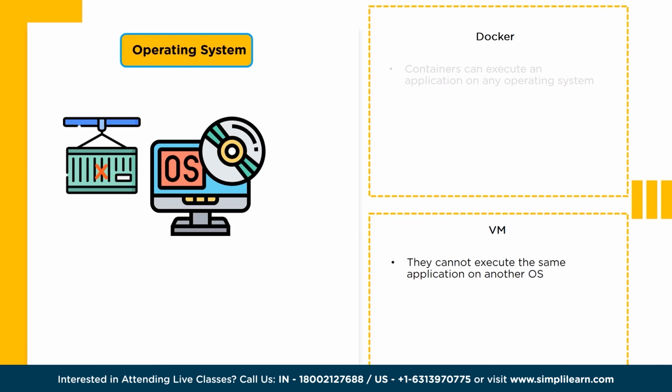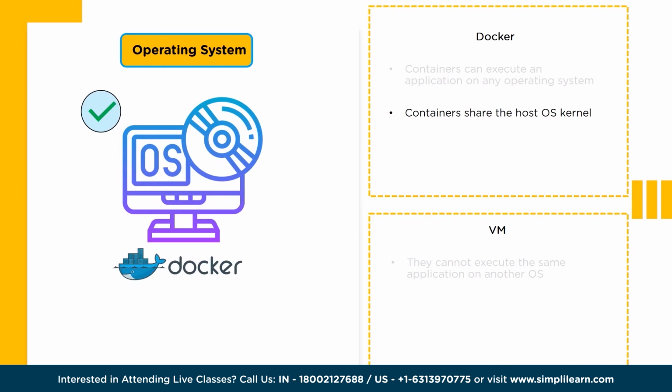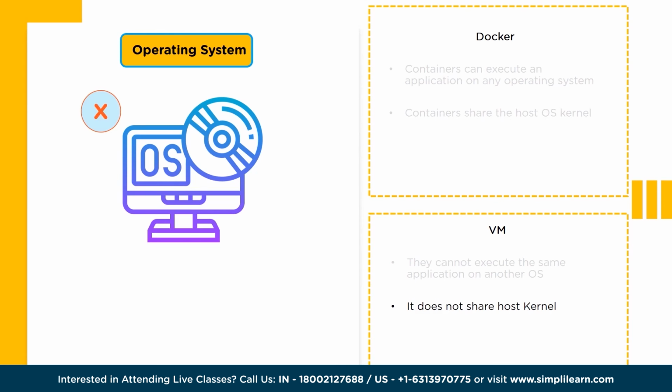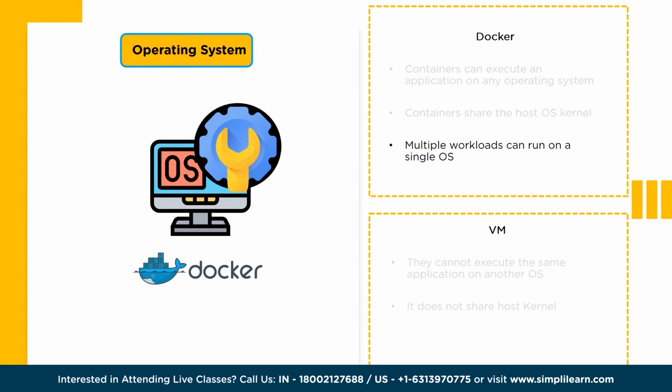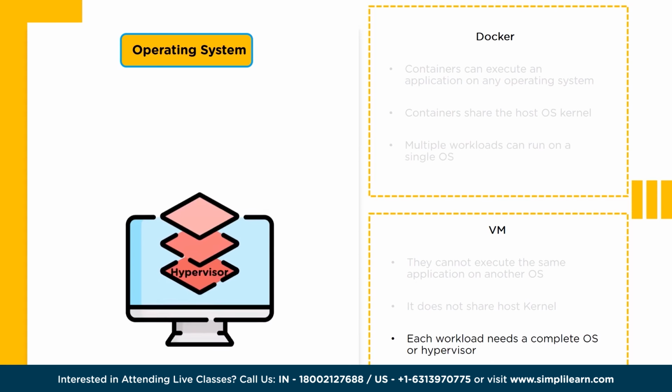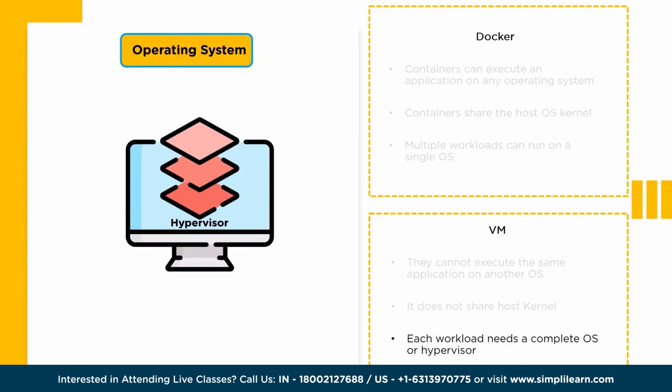processes run. Docker containers share operating system kernels with other applications and result in a higher server efficiency. Hence, Docker provides the most substantial default isolation capabilities among the other configuration tools. On the other hand, virtual machines do not share the operating system. Also, it does not provide isolation in the host kernel. In Docker, multiple workloads can run on a single operating system, but in virtual machine, each workload needs a complete operating system or a hypervisor.